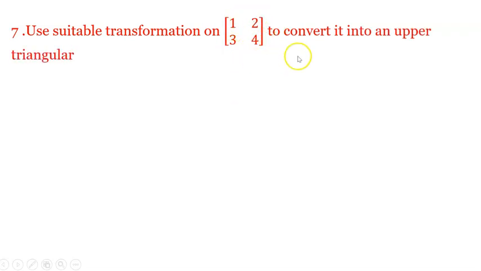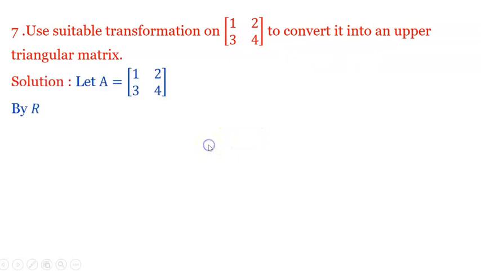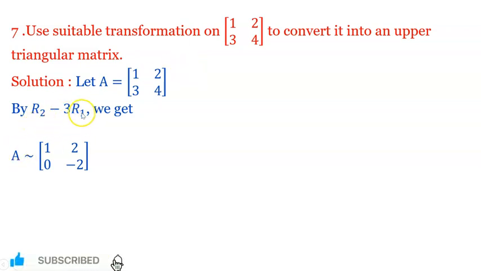Now question number 7. Use suitable transformation on 1, 2, 3, 4 to convert it into an upper triangular matrix. First, to make the upper triangular matrix, make the element 3 a 0 by row transformation. To make 3 a 0, the suitable transformation is R2 minus 3 times R1. That is, R2 changes to R2 minus 3 times R1.